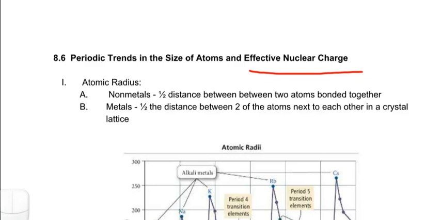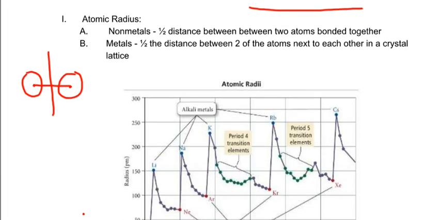Well, we're going to be talking about atomic radius, so we should probably define what the atomic radius is. And so atomic radius for the non-metals, it's half the distance between two atoms bonded together. So if here is, let's say, nitrogen and bonded together, and so here's the nucleus of one nitrogen and here's the nucleus of another nitrogen. It would be half that distance between those two. For metals, it's half the distance between two atoms next to each other in a crystal lattice. So that's just how we're going to use that as a definition.